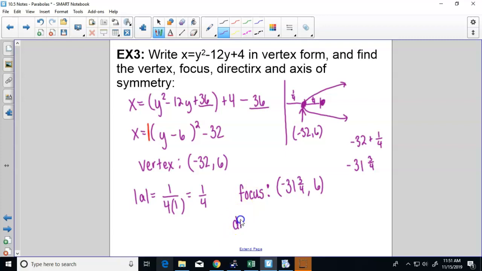The directrix, we're going to do pretty much the same thing, except it's going to be a line instead of a point. So Jade, for the directrix, we've got a vertical line here. Is that going to be x equals a number or y equals a number for the equation? It's x. X equals a number is a vertical line. And so what will the x coordinate be for that directrix? Negative 32 1/4, because we have to take negative 32 and subtract 1/4 from it.